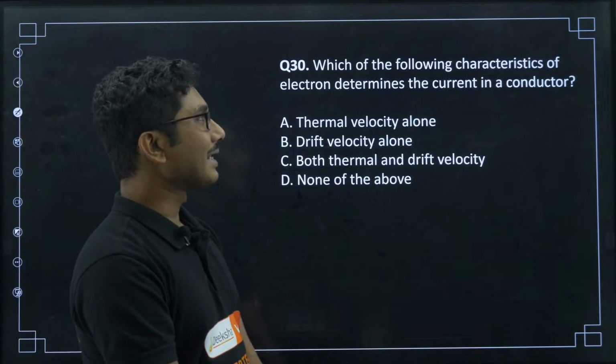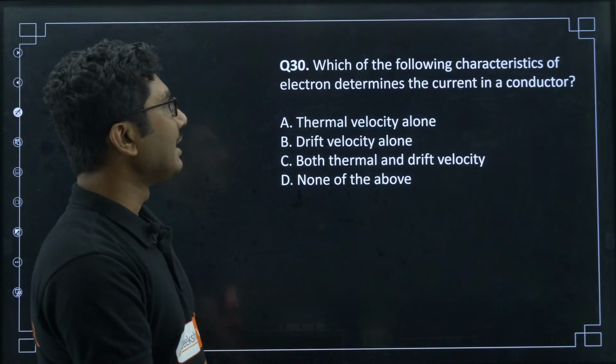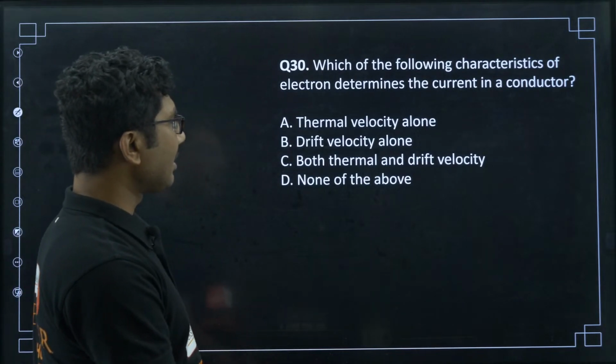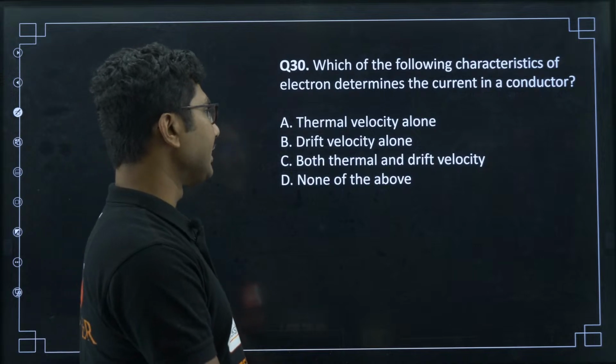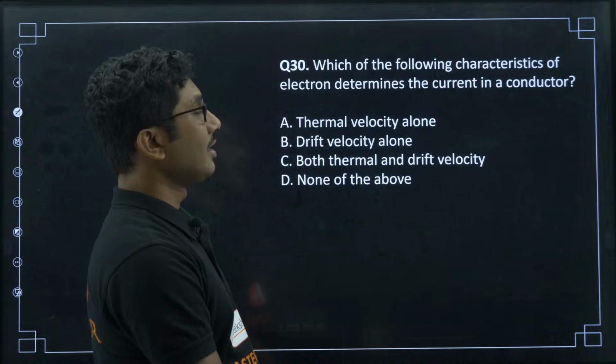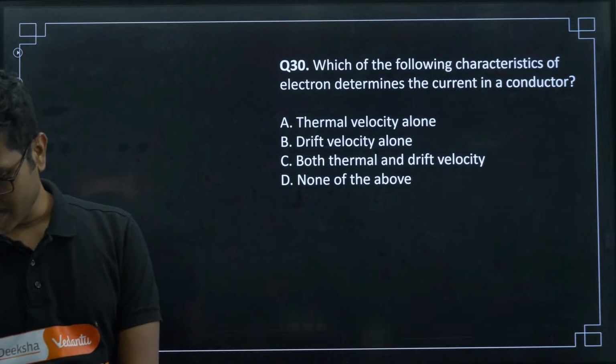Which of the following characteristics of electron determines the current in a conductor? Thermal velocity alone, drift velocity alone, both thermal and drift velocity, none of the above. Another very interesting question.